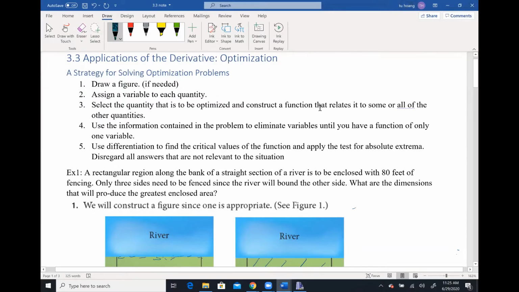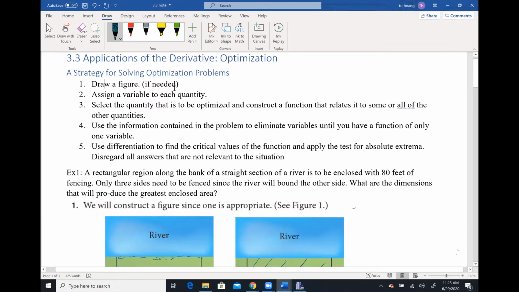Hi everyone. Today I'm going to talk about section 3.3, application of the derivative in optimization. In this session, in order to solve all the problems in optimization, you should follow the 5-step strategy for solving optimization problems, as under here. The first step is you may have to draw a figure if needed.